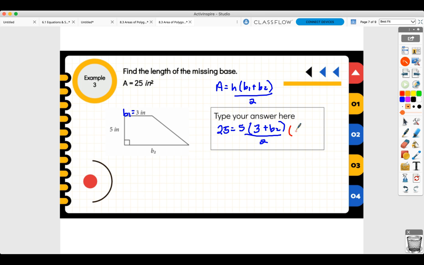To get rid of that 2, we're going to multiply 2 to both sides. So 50 is equal to 5 times 3 plus base 2. And divide by 5. That gives you 10 is equal to 3 plus base 2. Subtract 3. So base 2 is 7 inches.